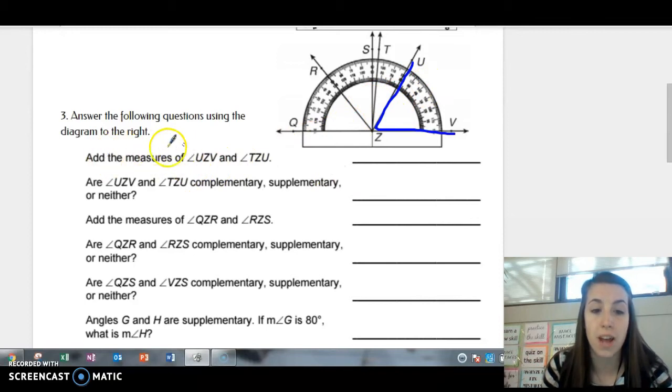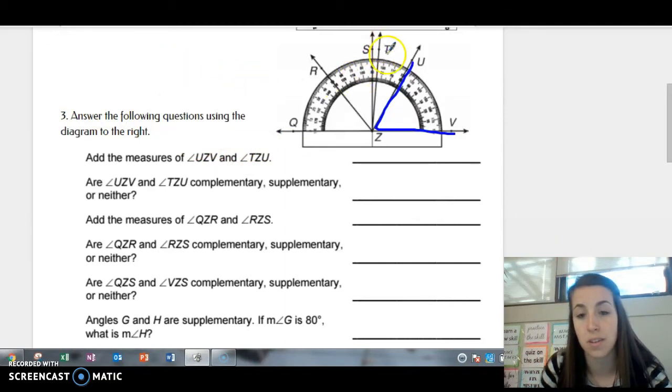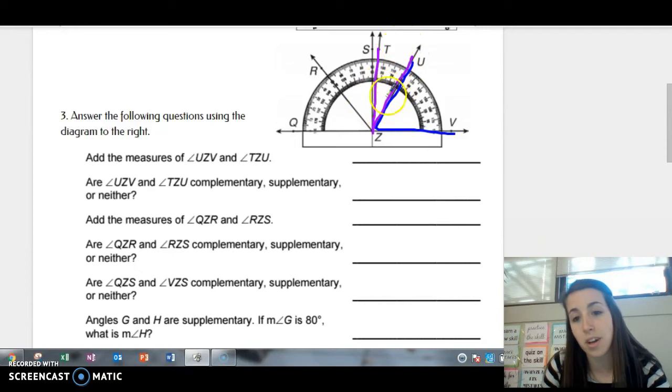And then it also wants you to add the measure of TZU. I'll change the color for you. This one you have to be careful with because it doesn't start at 0. So you're going to have to find the angle measure of TZU. Also know that it's acute. It looks like it starts here and it goes up by 10s in between. So just be careful to figure out what that measurement is too. I'll give you a hint: the purple angle is smaller than the blue angle, so that measurement is smaller than this one.